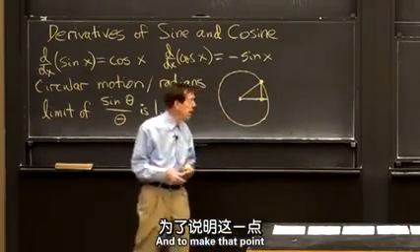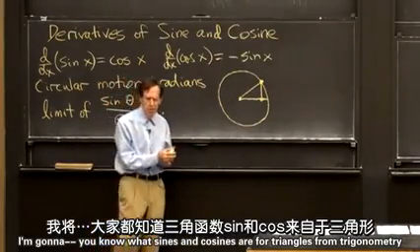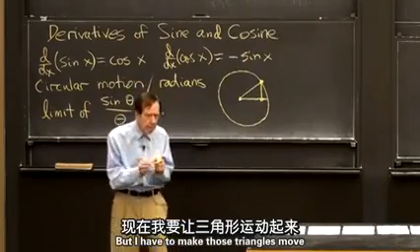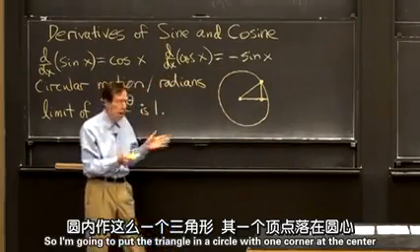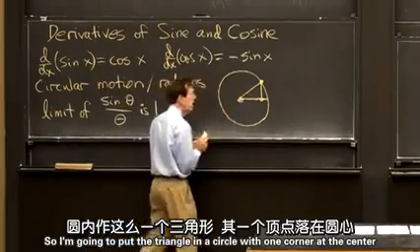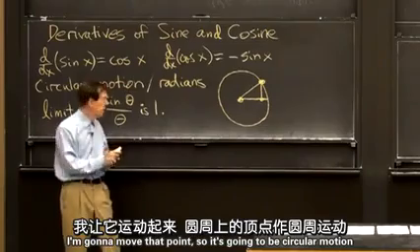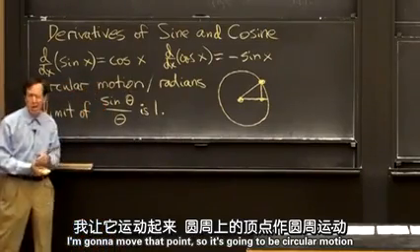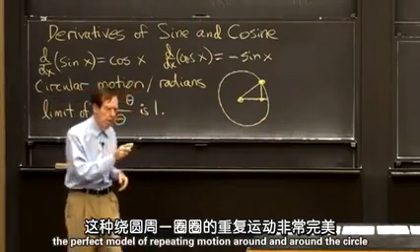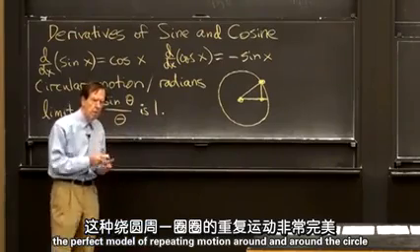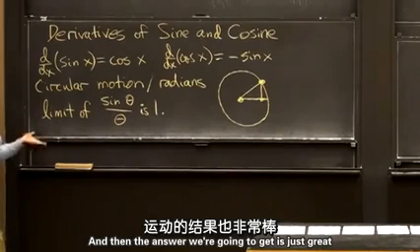And to make that point, you know what sines and cosines are for triangles from trigonometry. But I have to make those triangles move. So I'm going to put the triangle in a circle with one corner at the center and another corner on the circle, and I'm going to move that point. So it's going to be circular motion, the perfect model of repeating motion around and around the circle.